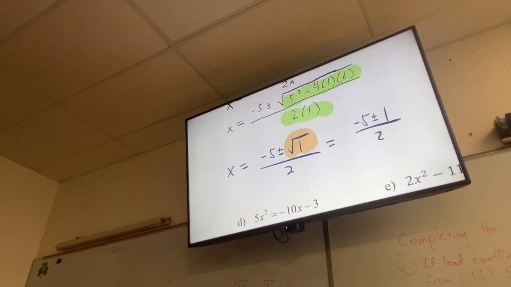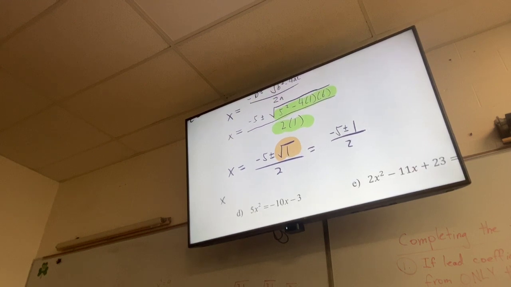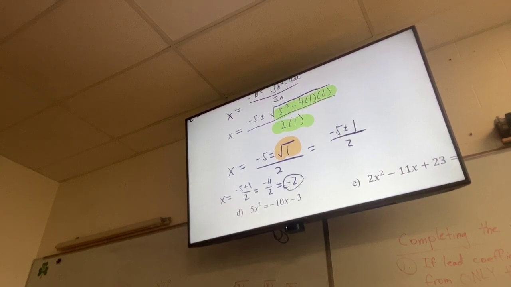So 1 all over 2. My two answers are x equals negative 5 plus 1 over 2, which is negative 4 over 2, or negative 2. The second solution is negative 5 minus 1 all over 2, which is negative 6 over 2, which is negative 3. So that's how you use the quadratic formula. Hopefully that's a little familiar from Algebra 1. Most of the mistakes you make on these are going to be messing up with your calculator. It's not too hard to just use the formula and plug stuff in.